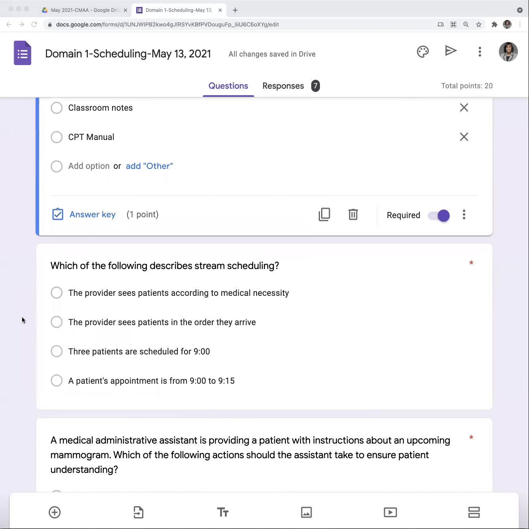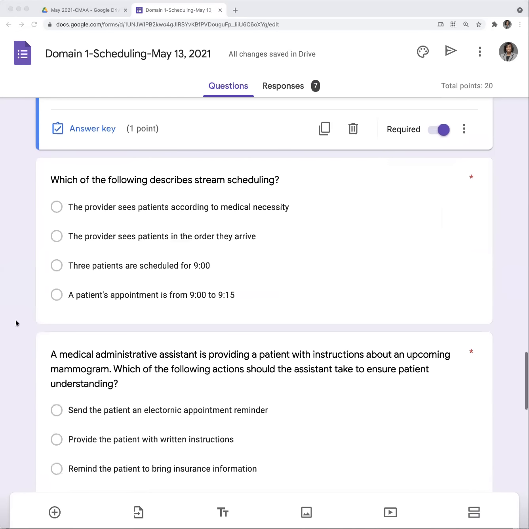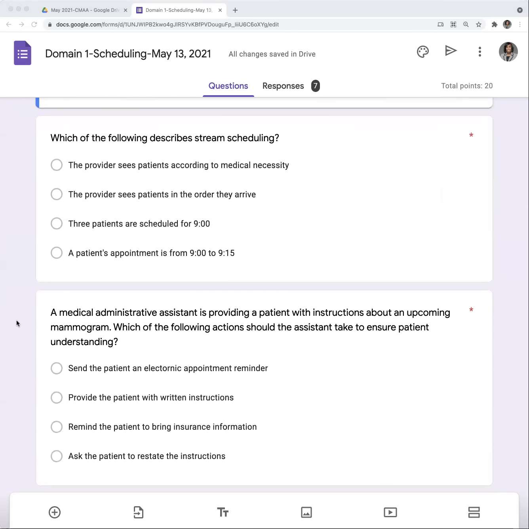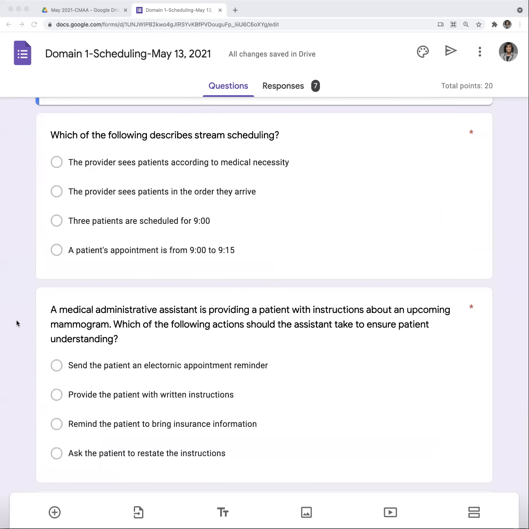Which of the following describes stream scheduling? A patient's appointments from 9 to 9:15. The providers, yeah. What happened? Is it the last one? It is the last one, because that's a regular timed appointment.